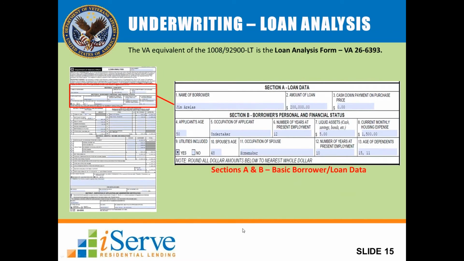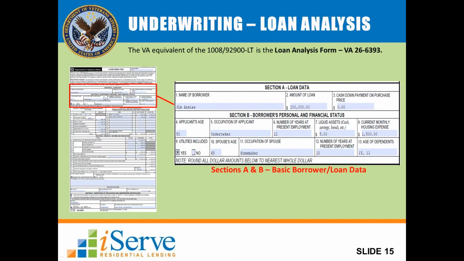All right, we're going to move on to the first of the VA forms that looks a little different here. We're going to look at the loan analysis form, or the 6393. The equivalent to a conventional loan is the 1008, and an FHA is the 92900-LT. It's basically where the underwriter is going to work out all the calculations.